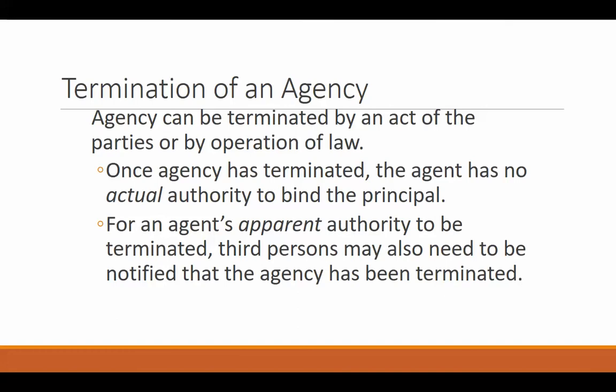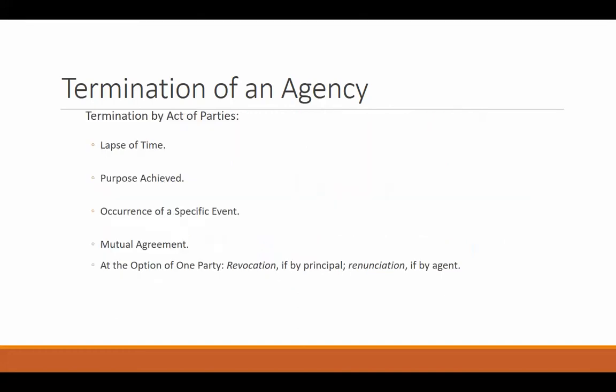Some actions can happen that allow for termination, so we'll see those here. There could just be a lapse of time, so enough time's passed. The purpose was achieved in the underlying contract, so maybe the agency was good for 3 months or until my car was sold. So the purpose was achieved if the car was sold, or the 3-month period ends and the car wasn't sold, the agency would terminate. A specific event, so maybe we're saying we want you to represent us at this particular golf outing. Mutual agreement, the agent can go to the principal and say, I'm sorry, this isn't working out. Principal would say, okay, let's end our relationship now.